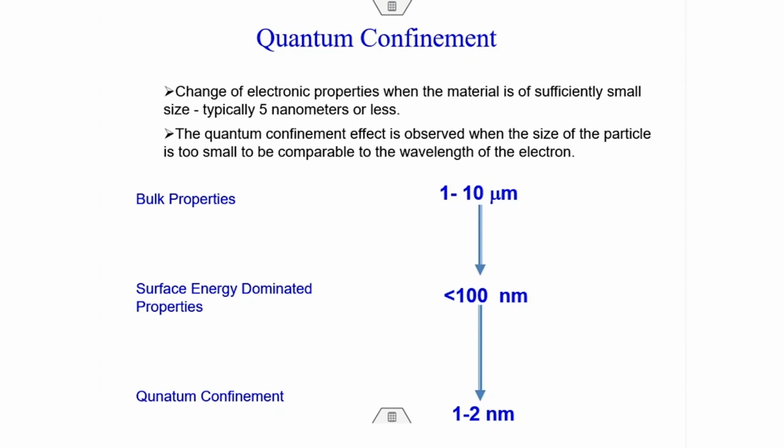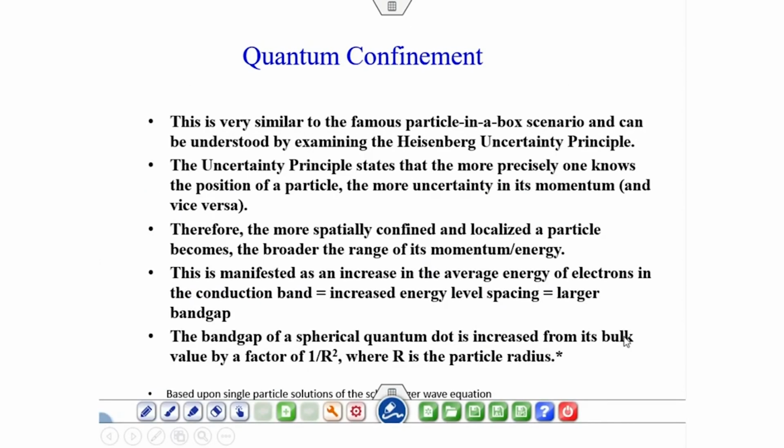Now, you must be thinking, how does it happen? Well, this is very similar to a particle in a box problem. Okay, very simple, and can be understood simply by invoking the concept of Heisenberg's uncertainty principle. What is it? The uncertainty principle states very clearly that the more precisely you know the position of a particle, the more is the uncertainty in its momentum. Momentum is what? Momentum is P. P is m into v, right?